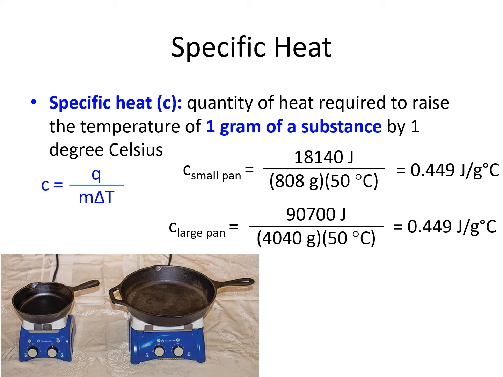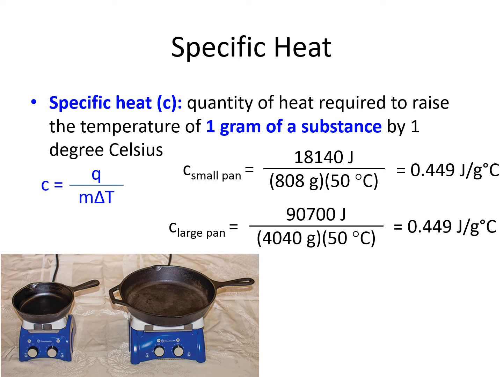Specific heat, on the other hand, we represent with a small c. It's defined as the amount of heat needed to raise the temperature of 1 gram of the substance by 1 degree Celsius. For heat capacity, we're raising the whole substance, the whole pan, for example, by 1 degree Celsius. But with specific heat, we're only heating up 1 gram of each substance. 1 gram out of the small pan, or 1 gram out of the large pan. Since it's just 1 gram of each, it's going to be the same value for each of them, as long as the pans are made of the same material as each other.